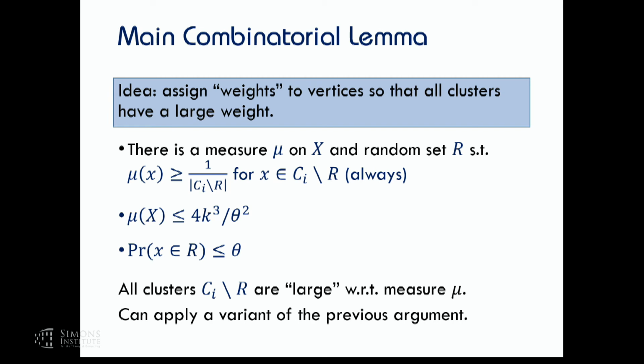This means that all points are sort of heavy. We also have this condition that says that the total weight of all points is relatively small, so it's bounded by a polynomial in k and theta, and that we remove every point with small probability. So I don't want to talk about this in any detail, so this is a pretty technical lemma and pretty technical analysis, but basically using this lemma we can reduce the general case to the case where all clusters are of approximately the same size.